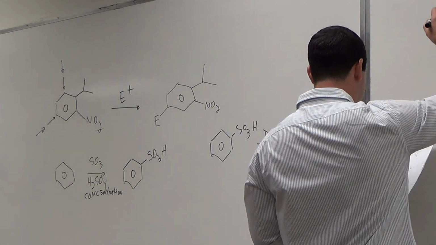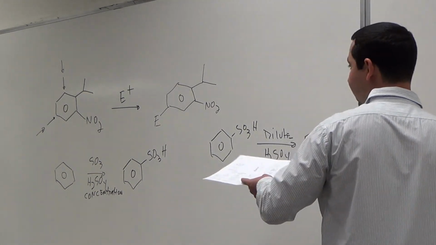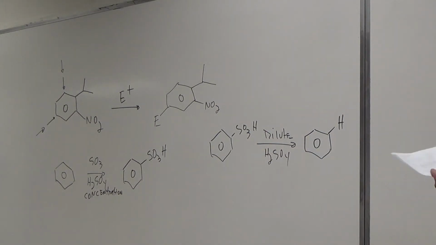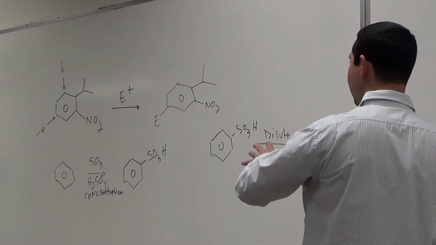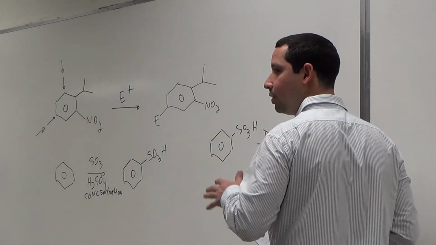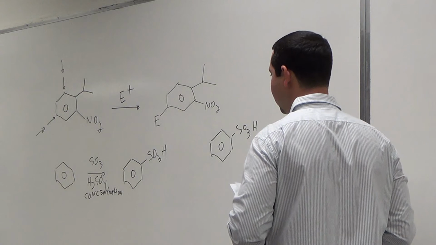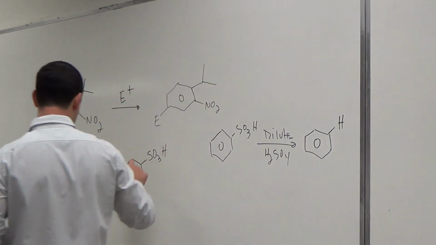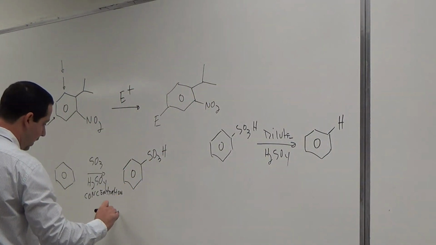Let's do one more. Since you can put this group on and take it off, this group is sometimes used as, by the way, what type of directing group is that? It's a deactivator. Meta-directing group. So because of that, sometimes we can use this group to block a certain reaction in a place you don't want. So this group here, you can say that this can act as a blocking group.